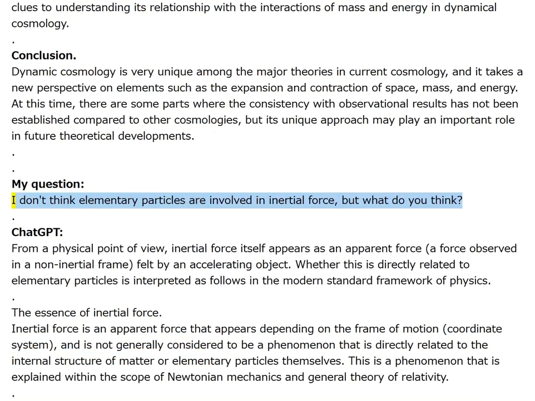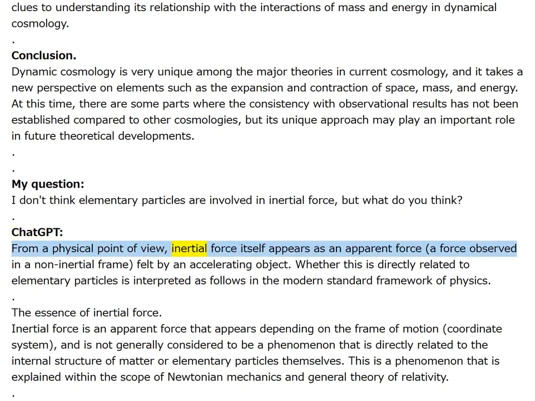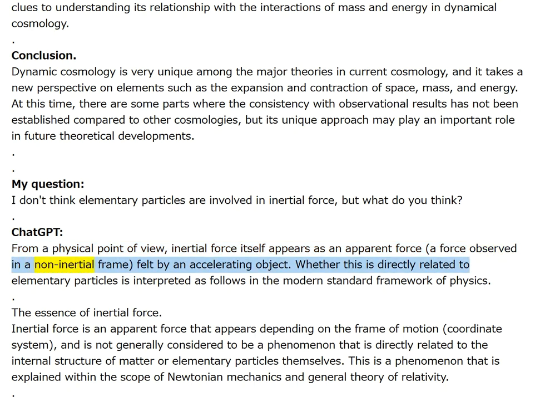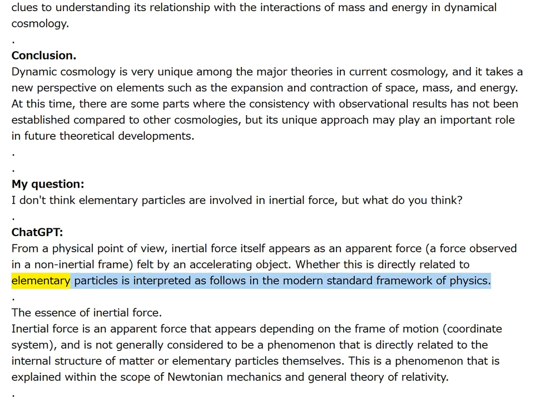My question: I don't think elementary particles are involved in inertial force, but what do you think? ChatGPT: From a physical point of view, inertial force itself appears as an apparent force, a force observed in a non-inertial frame, felt by an accelerating object. Whether this is directly related to elementary particles is interpreted as follows in the modern standard framework of physics.